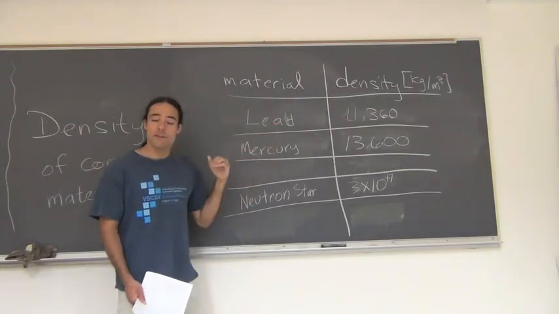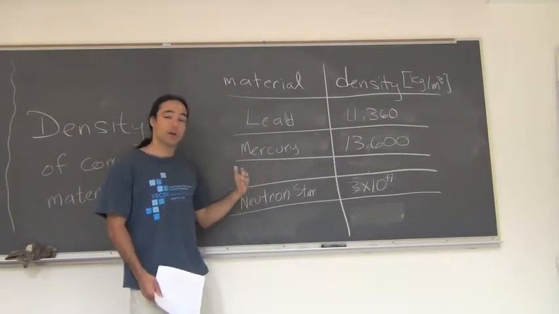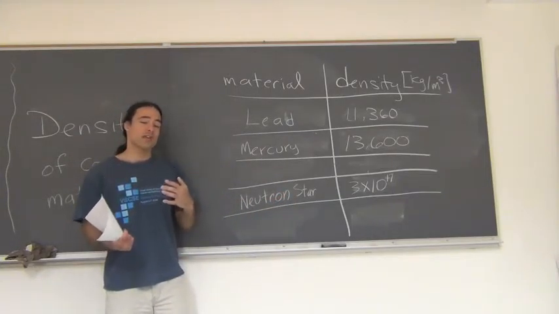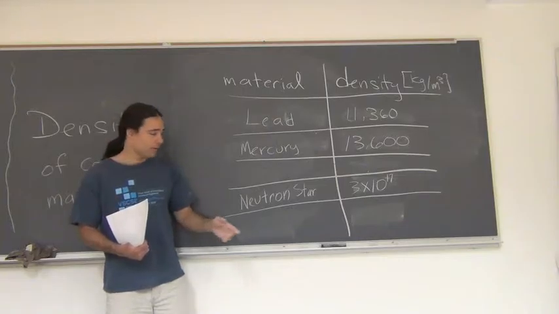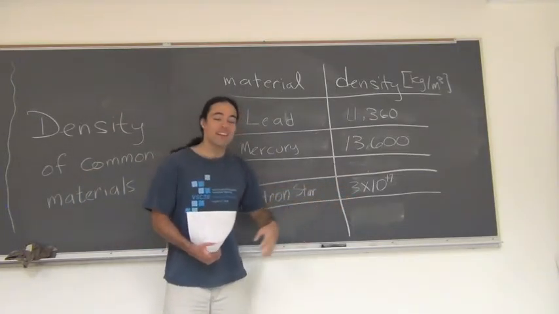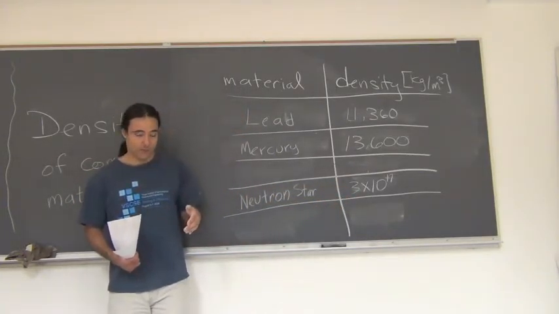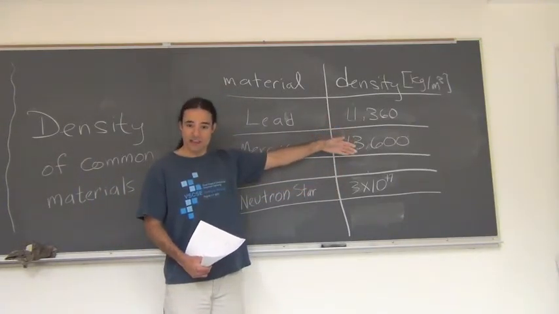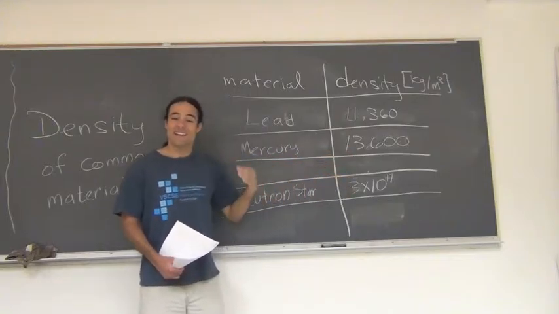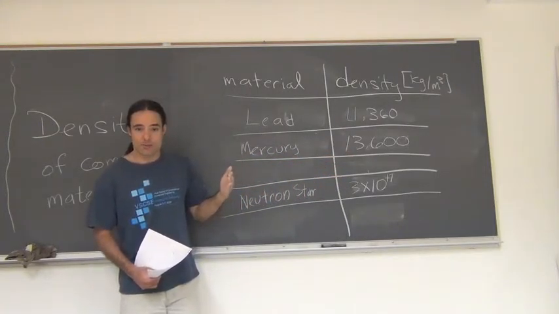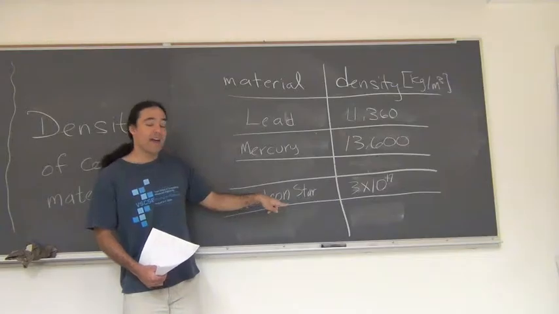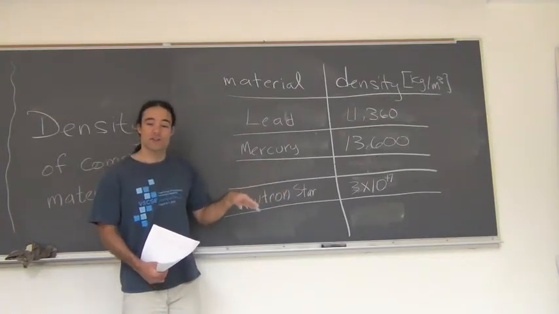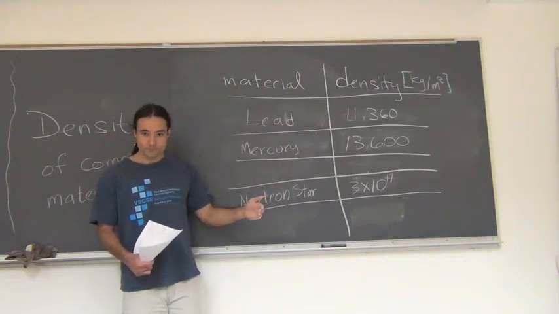However, neither of these two materials have anything on neutrons. So if I were to look at a neutron star, which is a special type of star composed entirely of neutrons, its density is 3 times 10 to the 17. Compared to that, 13,000 is about 10 to the 4. So we're looking at a difference of about 13 orders of magnitude. Or to put that another way, the neutron star is about 10 trillion times more dense than mercury or lead.